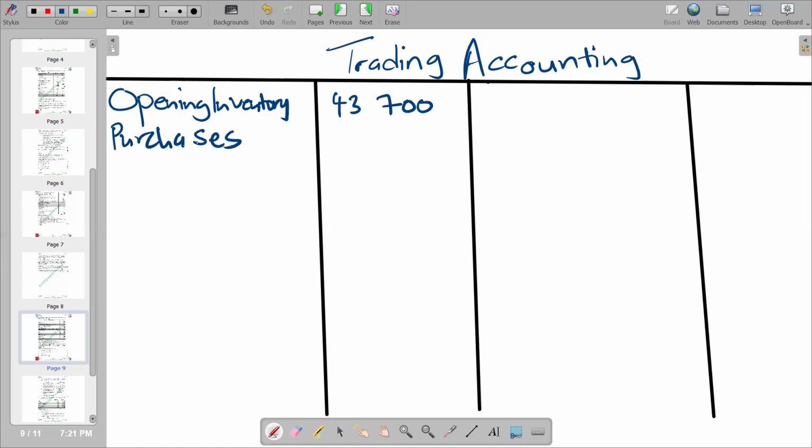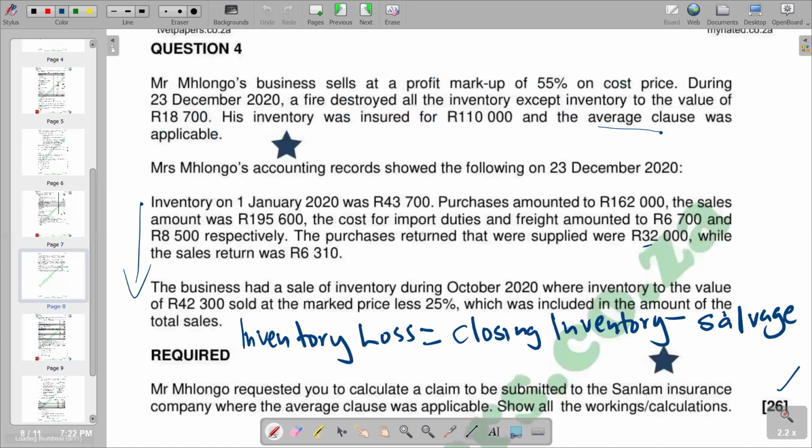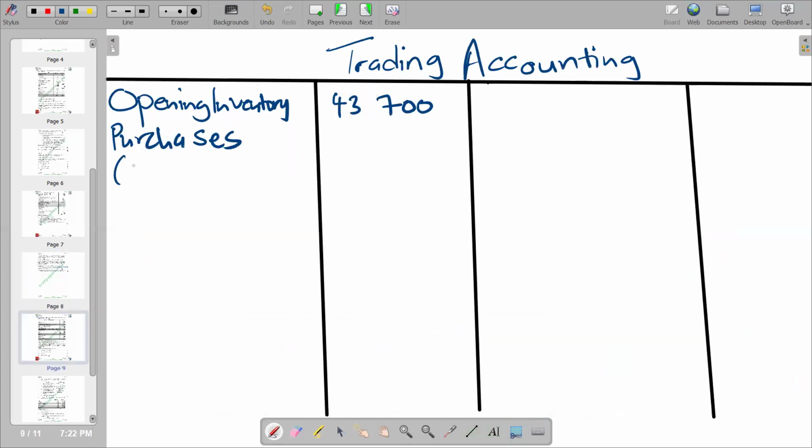Then on our purchases, you can put your purchases on the debit side and then purchases returns on the credit side, or you can just calculate the net purchases figure that you put on the debit side, whereby you say the purchases amount minus the purchases returns. If you refer back to the question, purchases returns were 32,000, so we can subtract 32,000. Purchases amounted to 162,000 rands. So we're going to say 162,000 rands minus 32,000. Then I subtract, and you get your answer, which is 130,000.